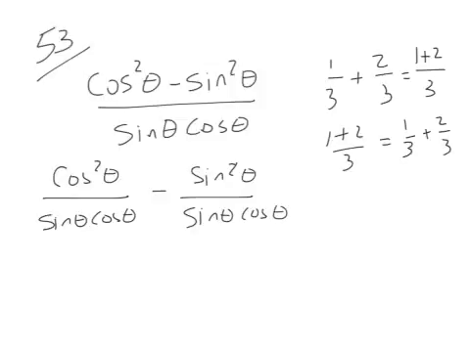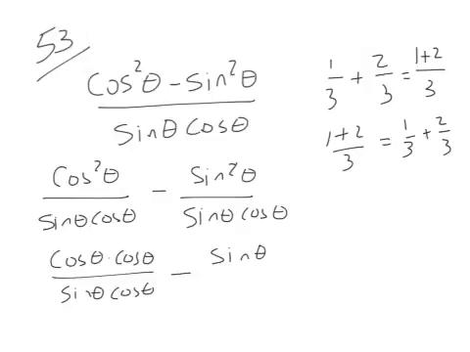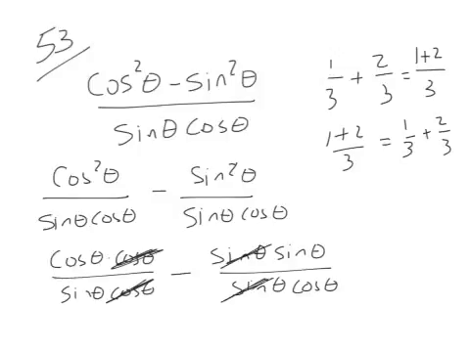So when we do that, cosine squared is just a fancy way of saying cosine times cosine, and sine squared is just a fancy way of saying sine times sine. So one of these cosines cancels with one of those cosines, one of these sines cancels with one of those sines, and I'm really just left with cotangent minus tangent. And that was our target on 53.